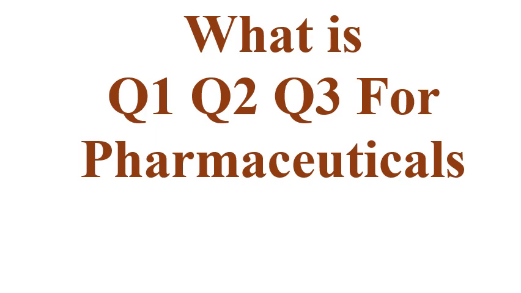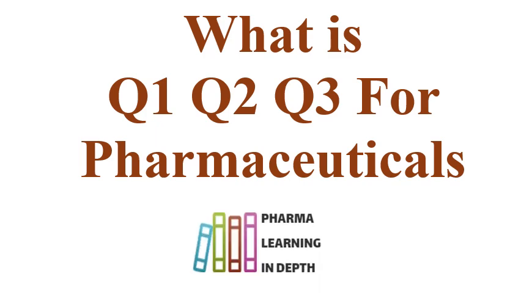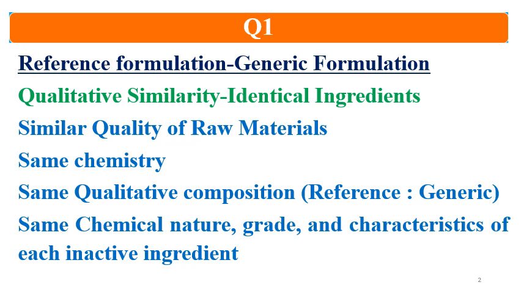Now we will see Q1, Q2, Q3 one by one. Then we will see what is the importance of this Q1, Q2, Q3. So be with me till the end of this video so that you will have good information and idea about the topic. So Q1 means the qualitative similarity. If you are working on the generic formulation, that time you should know these terminologies in detail.